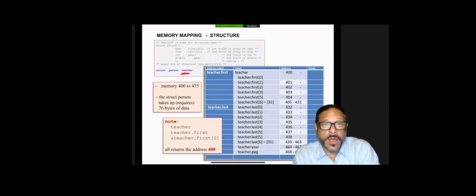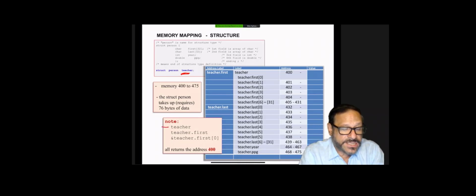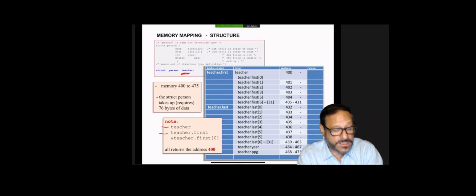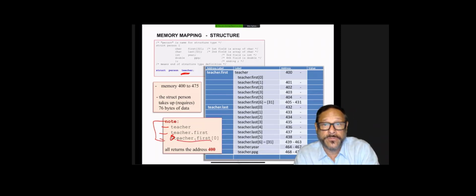One note here, understanding when we're going to want to use the address of it: the label teacher, teacher.first, and teacher.first[0] all return the same memory address. Notice this one required the @ sign, return the address of.